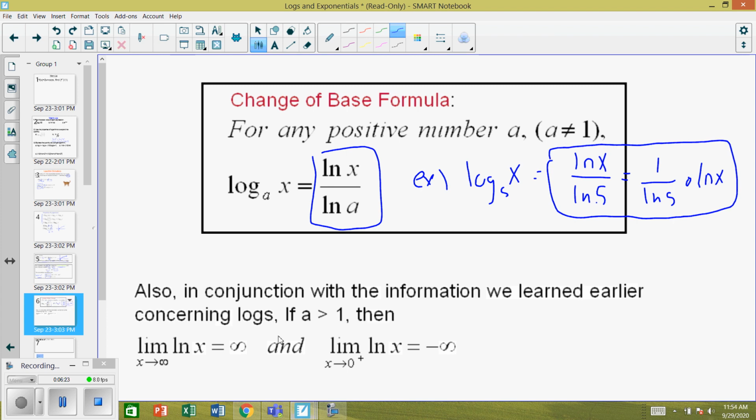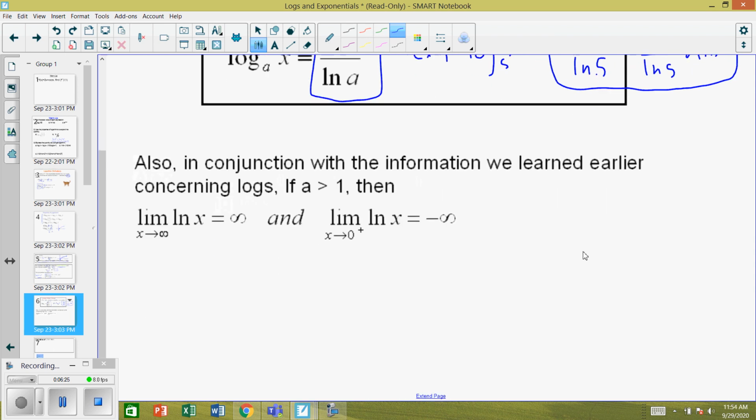All right, some other properties with logs here. Actually, we've already covered this, because ln's graph looks very similar to a regular log. It still looks like the same graph. It's not changed too much. The limit to infinity is still infinity, and the limit to zero from the right is still negative infinity. So those are just some things to keep in mind with logs. Try to refresh yourself on that, and look back over it if you need to.